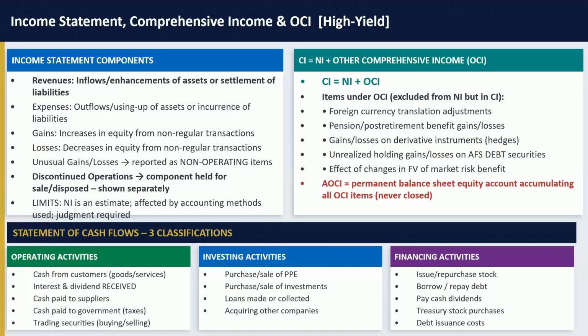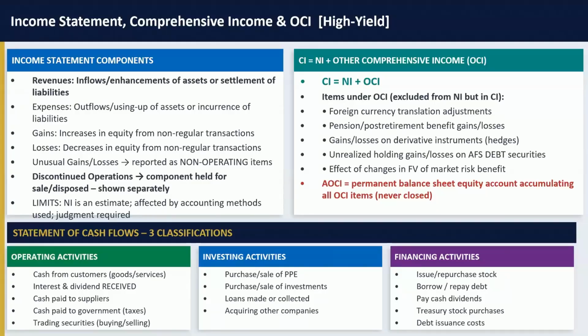Okay, so next up we have other comprehensive income. Comprehensive income is nothing but net income plus other comprehensive income. Comprehensive income is all-inclusive. It consists of both net income and other items, which we spoke about, the unrealized gains and losses. So what are the items that are mostly included in OCI?